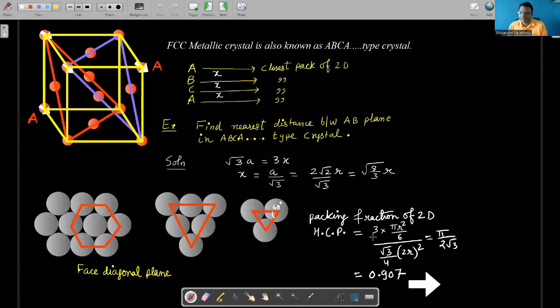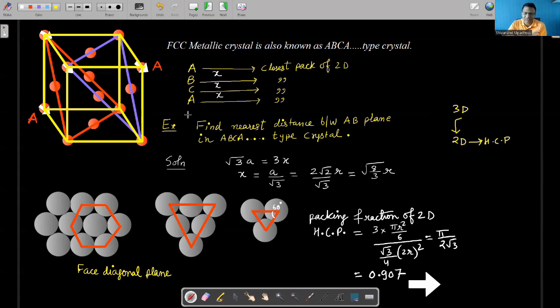Now this FCC metallic crystal is also known as ABCA type of crystal. So what is the logic behind that? If I want to make the closest pack of 3D, that closest pack of 3D should be formed when we repeat the closest pack of 2D. So the closest pack of 2D is hexagonal close packing. So there are these types of layers, and if this layer is A layer, then we are going to place B layer over it, and then after that C layer is present over it, and then A layer is present over it. So ABCA type of crystal.